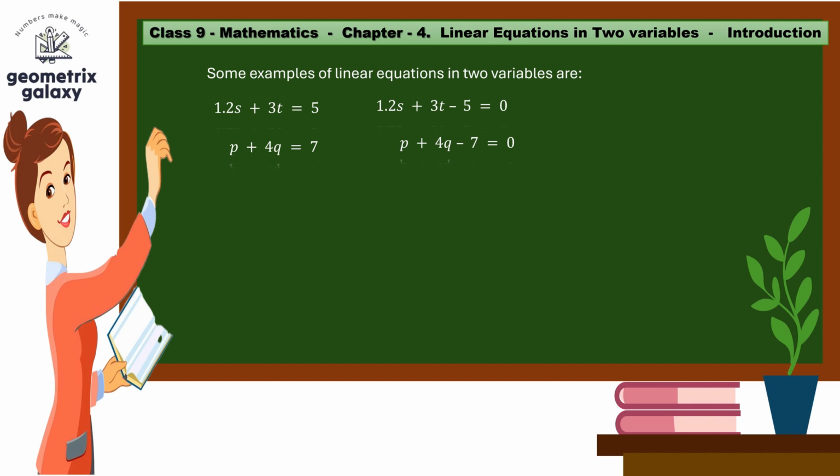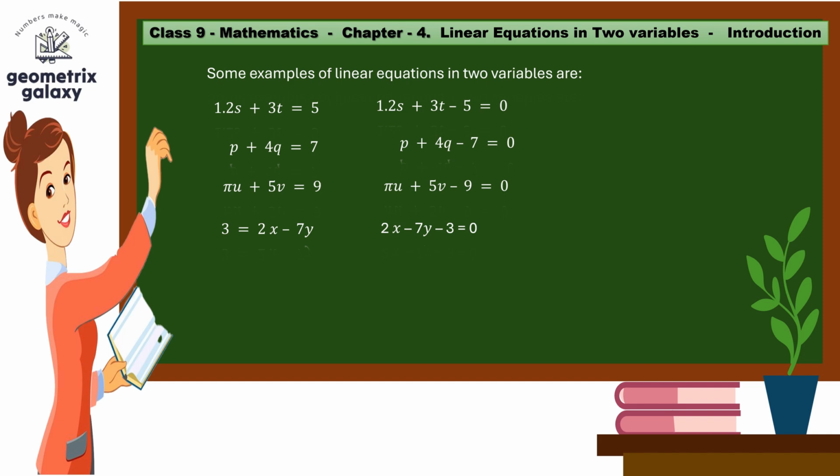Here also we have two variables and the power of p and q is 1. Another example, pi u plus 5v is equal to 9. Here pi is a real number. This can also be written as pi u plus 5v minus 9 is equal to 0. Another example, 3 is equal to 2x minus 7y. We can rewrite it as 2x minus 7y minus 3 is equal to 0.